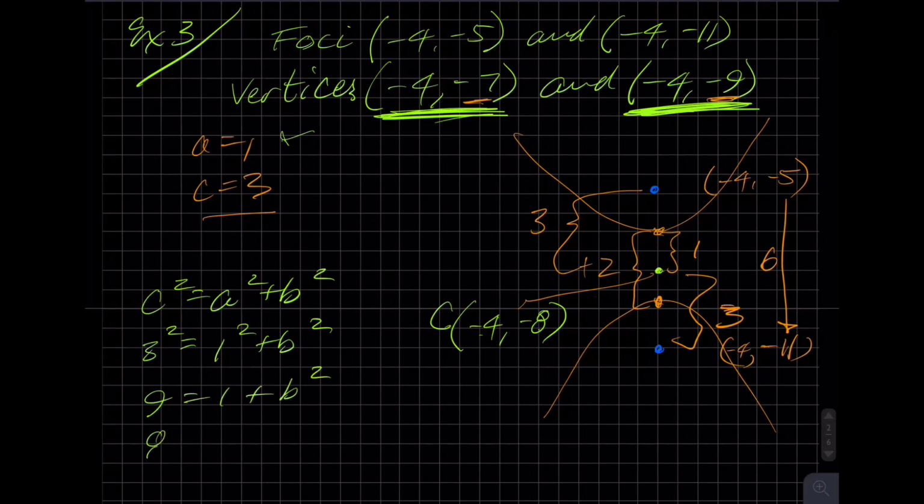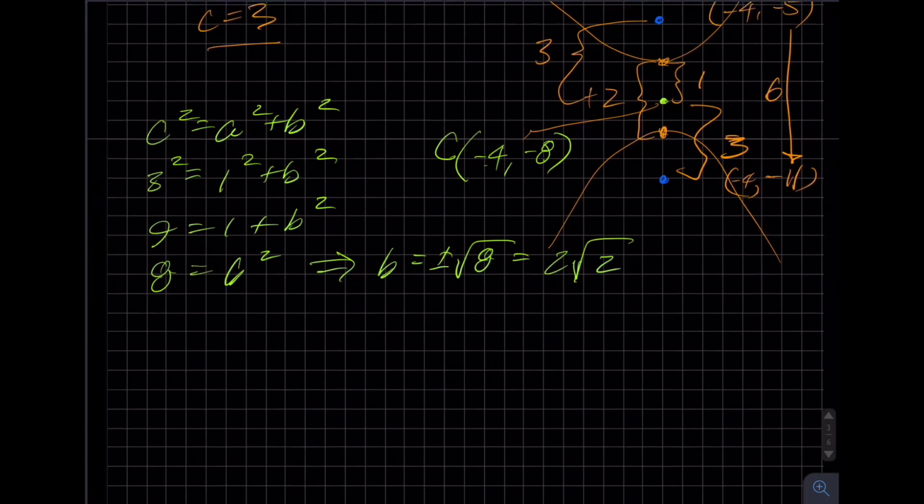Subtract 1 from both sides, and I get 8. And that tells me that b is equal to plus or minus the square root of 8. It's a distance again, so I disregard the negative. So I get plus square root of 8, which is simplified as 2 radical 2.